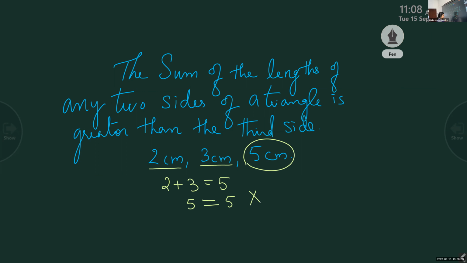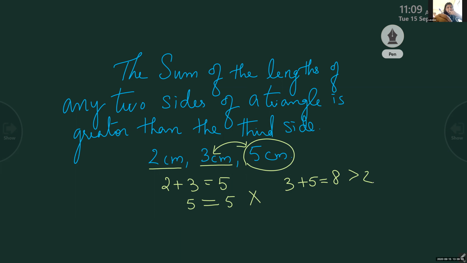It is not possible. The sum of any two sides should be greater than the third side, otherwise you cannot draw the triangle. Take another combination and check. 3 and 5: when you take 3 plus 5, you will get 8. That is greater than 2.